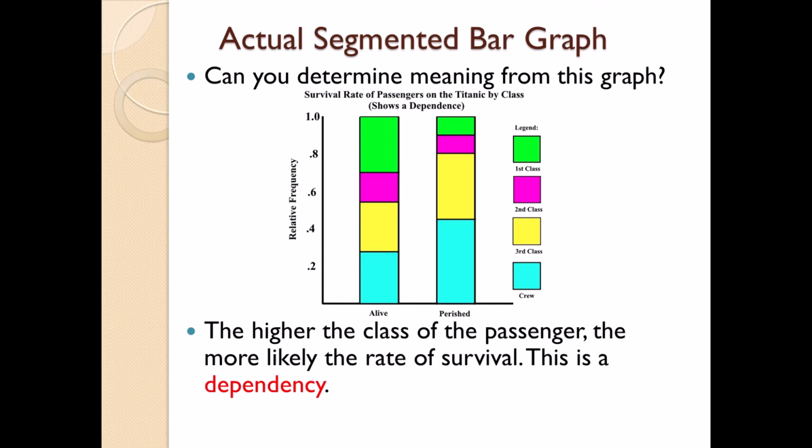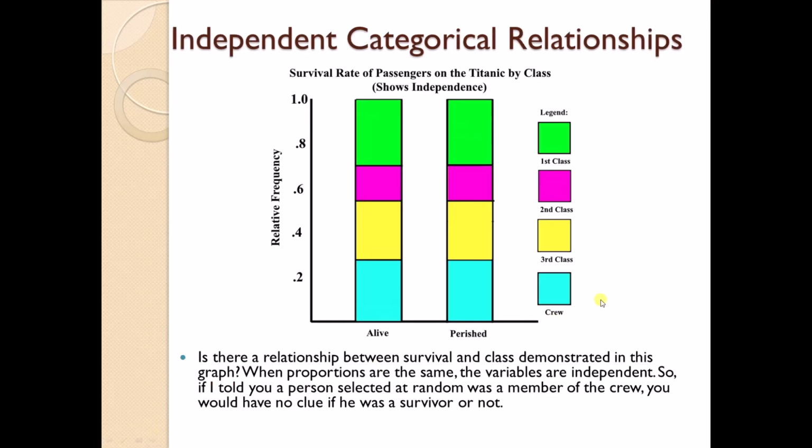All right, so I put together a makeshift comparative group of segmented bar graphs where they would be perfectly independent. So here it comes. Now this did not happen, but let's pretend it did. Look at the difference between the alive and the perished for the crew. There's no difference proportionately. Same thing for third class, same thing for second class, same thing for first class. If I were to tell you that I'm going to pick somebody at random out of the passenger manifest and they ended up being first class, could you tell me there was a bigger chance of them living or dying?